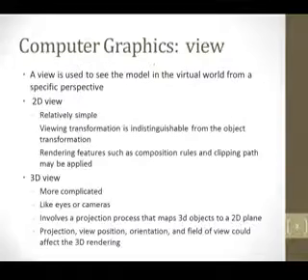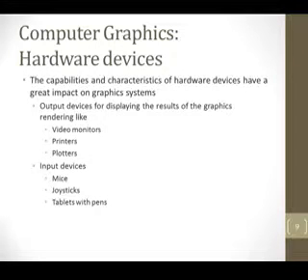The capabilities and characteristics of hardware devices have a great impact on graphic systems. The most common output devices for displaying the result of graphics rendering are video monitors, printers, and plotters. Other output devices also include holographic projectors. For input devices, mice, joysticks, and tablets with pen are widely available. There are also more sophisticated input devices and sensors such as the 6 degree of freedom trackers, which use 6 coordinates of an object to specify its position.